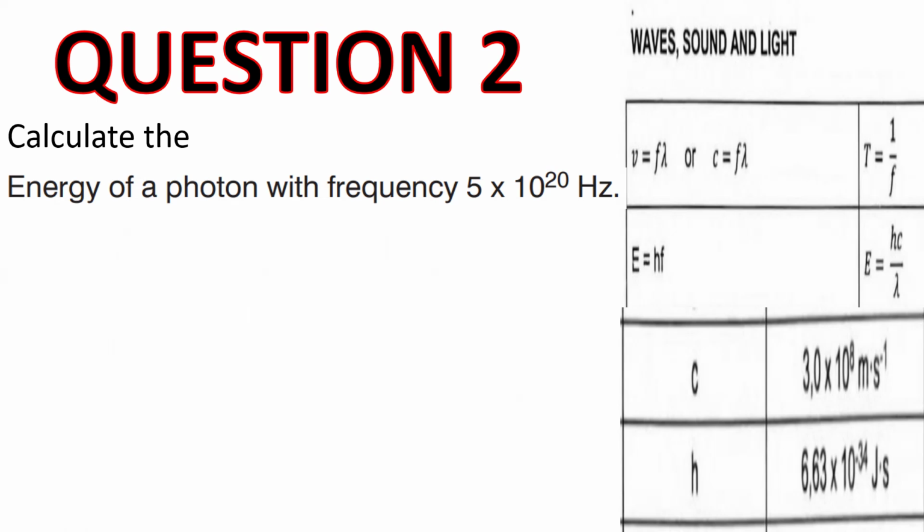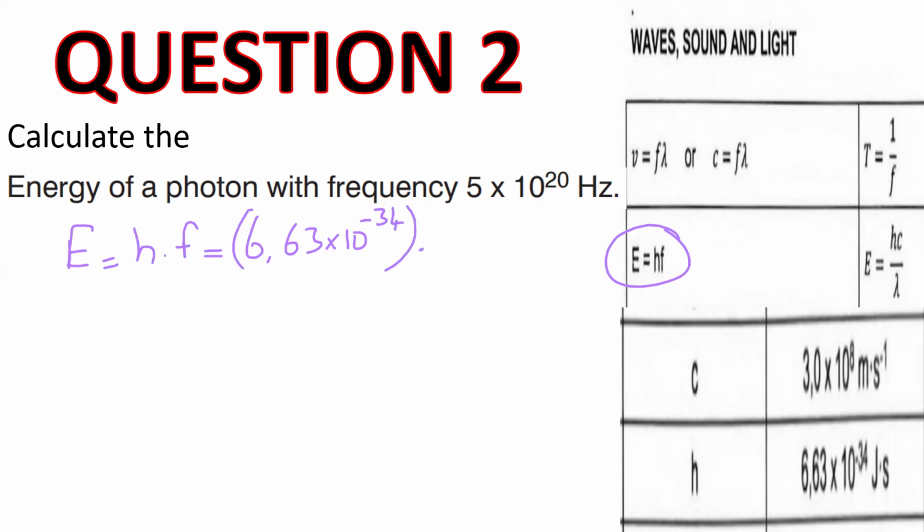Energy of a photon with frequency 5 times 10 to the power of 28 Hz. Okay, our formula is here. That's it. E equals h times f. I hope it's clear. So h times f. And then, guys, h is 6.63 times 10 to the power of negative 34. What's going on? So this number comes from the constant numbers in the formula box. It is Planck's constant. It is our constant number. We are not taking units, just the number.